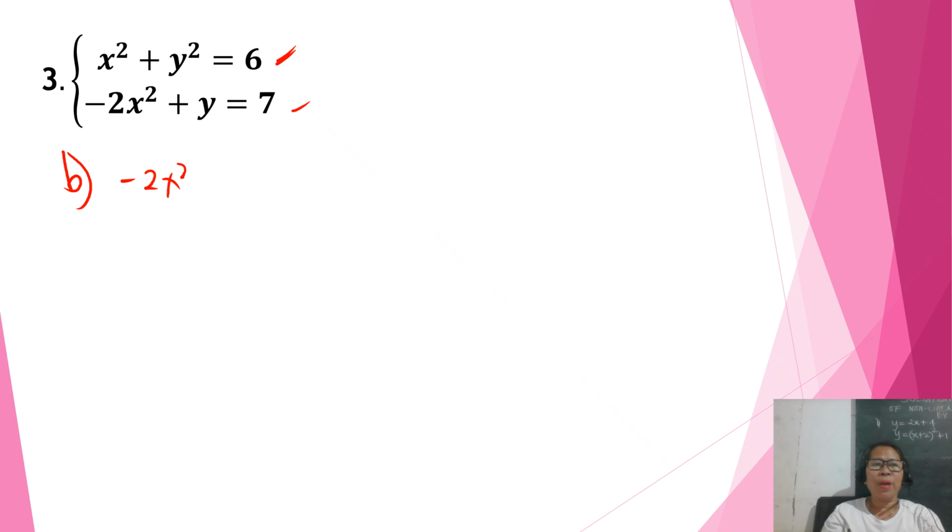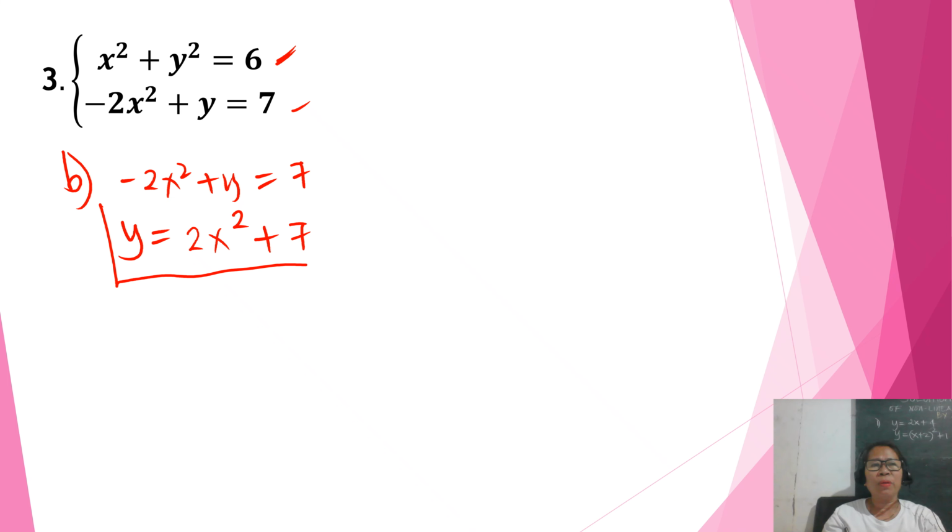Negative 2x squared plus y is equal to 7. We will be getting the value of y in terms of x from this equation B. So y will be, the negative 2x squared will be transposed, that will become positive 2x squared, and the 7 will remain as positive 7. So this is already the value of y in terms of x. Remember, we are using B.